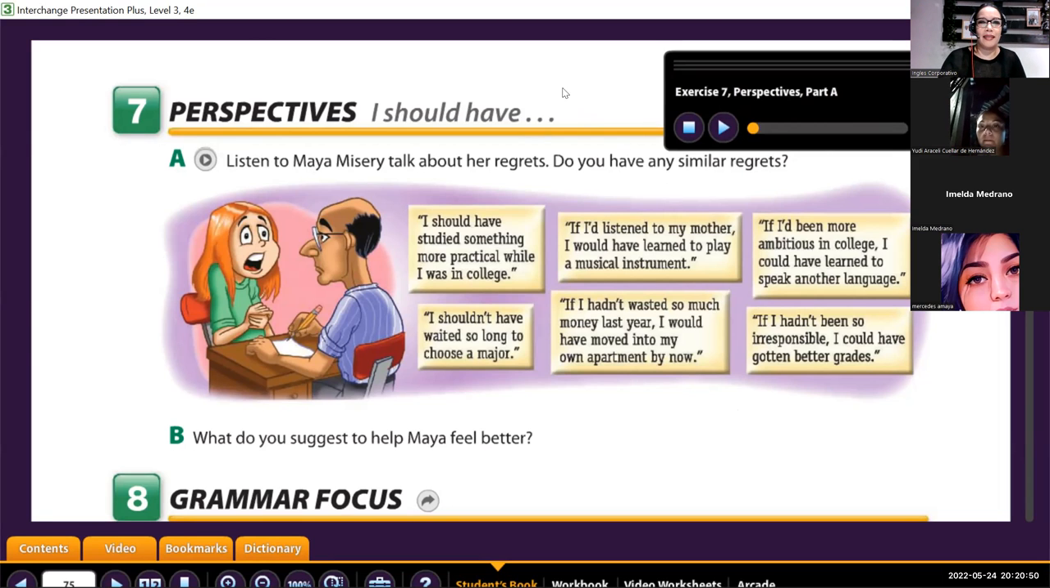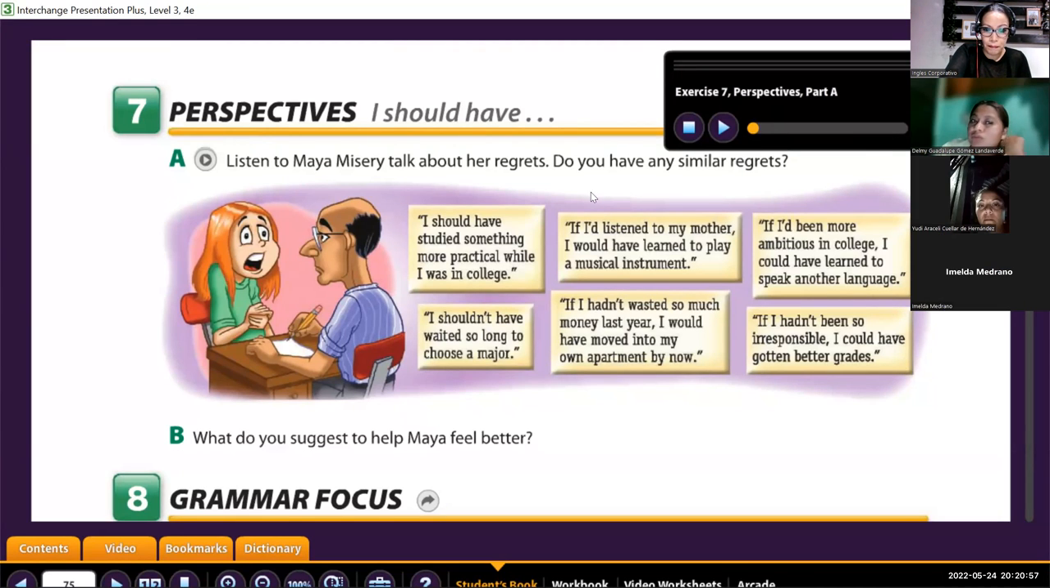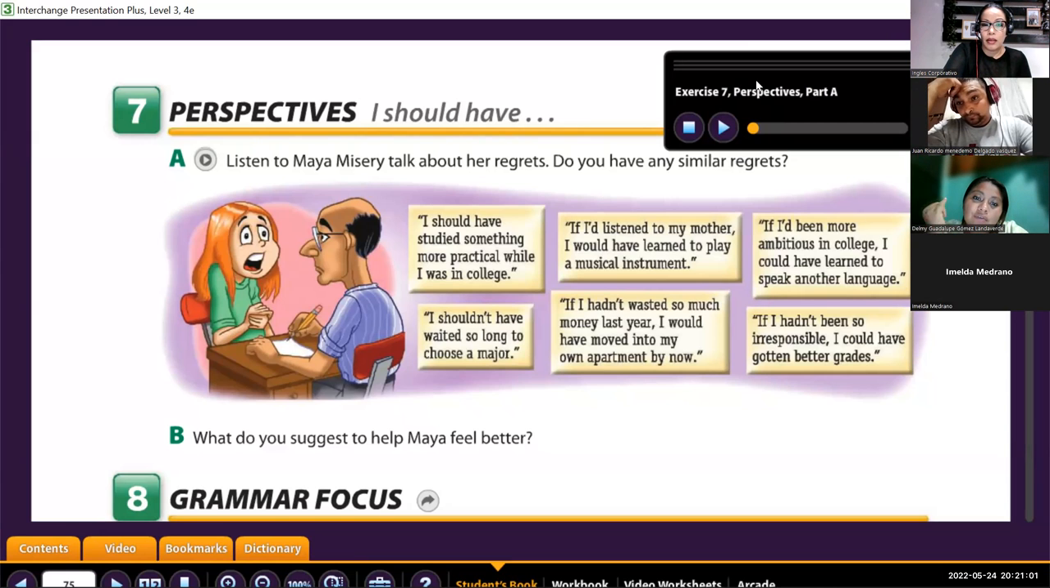Okay, so vocabulary here, or questions about this? Teacher, una consulta. Yo veo que dice, ¿verdad? I should have, pero en el audio no escucho que diga el have. ¿Por qué creen que sea?